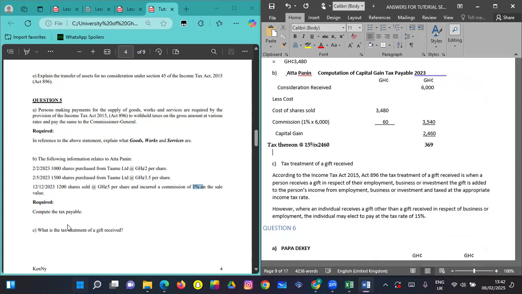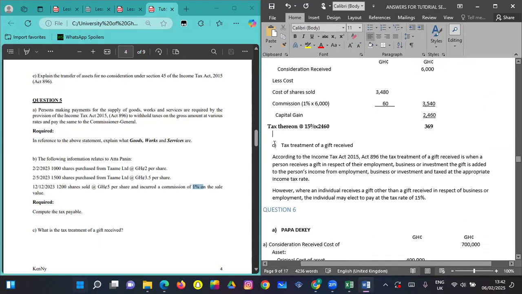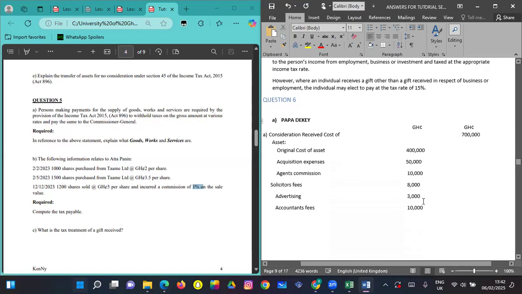Now they're asking us what is the tax treatment for gift received. We've explained this over and over again. This is the same thing again. So you can go through. Now question 6.